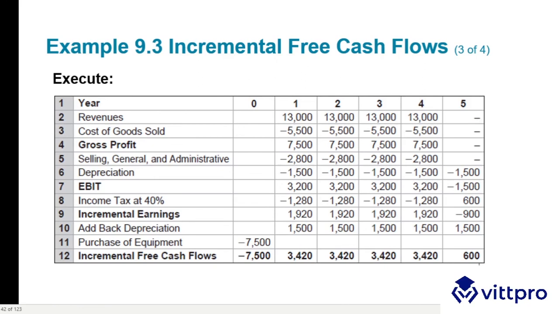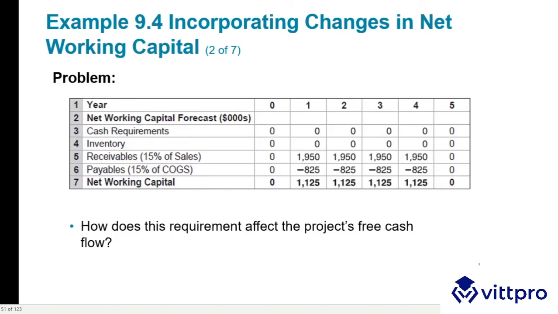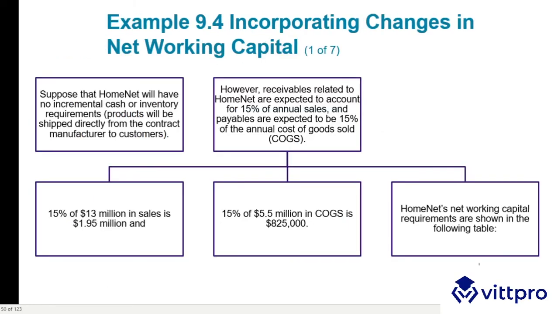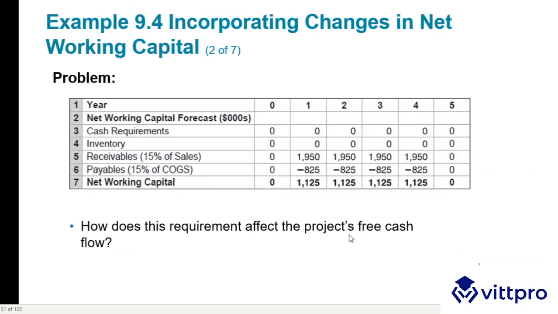You understand the concept? So here is the example that I was showing you. Let's say 15% of the $13 million sale you are not able to receive, and there is an inventory on 15%, meaning about 2 months of sales. So you have a working capital requirement. Receivables are 1.9 million, payables you also have some. So there is a net working capital of 1.1, 1.1, 1.1, 1.1.